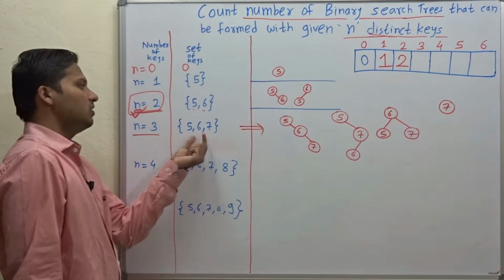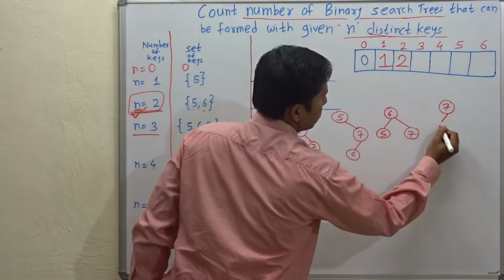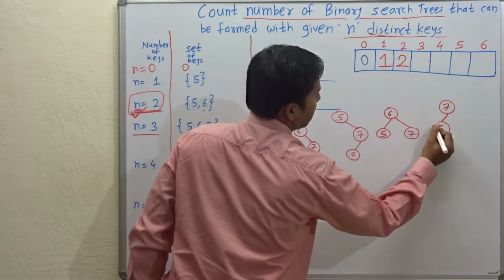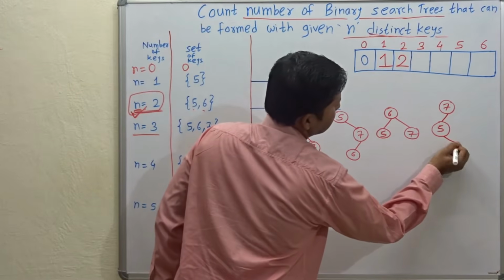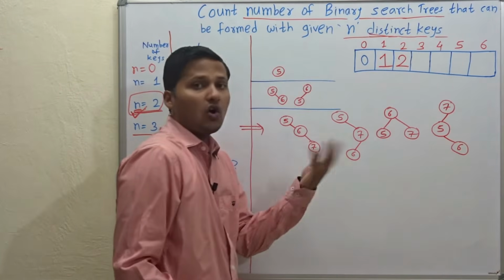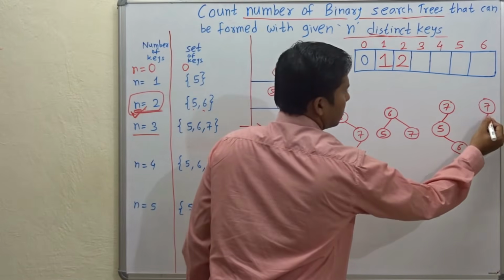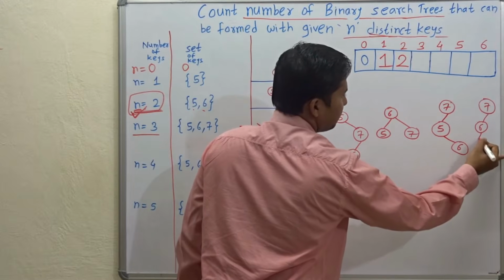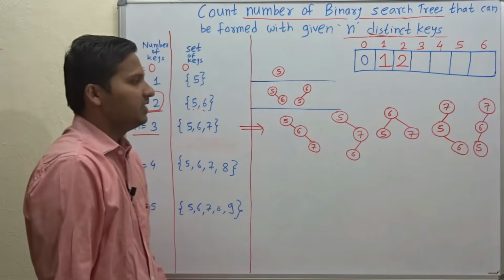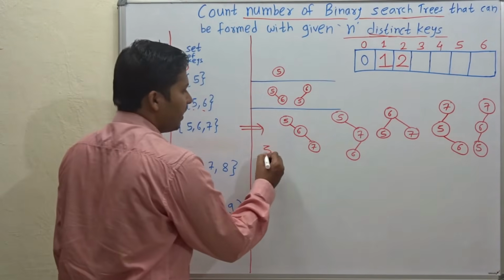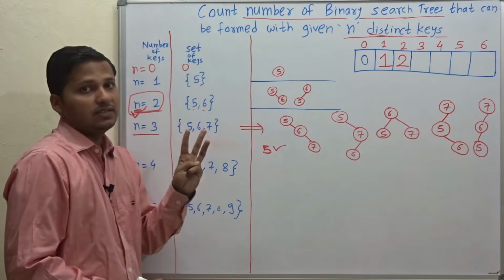Now for 7, if 7 is the root, 5 and 6 are on the left side. So it will be like 5 for 7, 5 is less than 7 and 6 is greater than 5. Or for 7, if 6 comes first, then 6 is less than 7, and if then 5 comes, 5 is less than 6. So these are the two possibilities. So total there are 5 binary search trees which can be formed with 3 distinct keys.